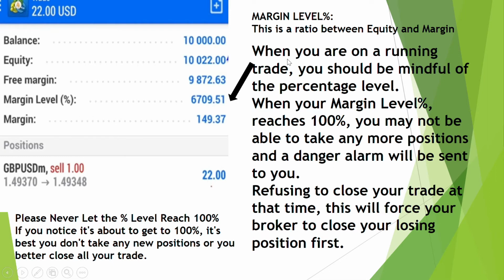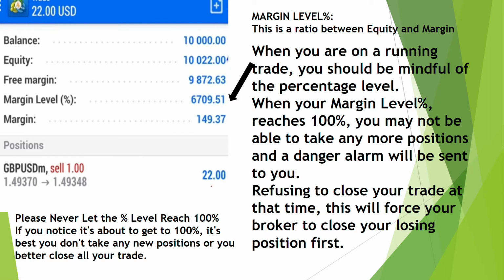When you are on a running trade, you should be mindful of the margin level percentage. This is viewed in percent. You can see the percent here. The 6,709 is what it is in percent. So be mindful of the percentage level. When your margin level reaches 100%, you may not be able to take any more positions, and a danger alarm will be sent to you.